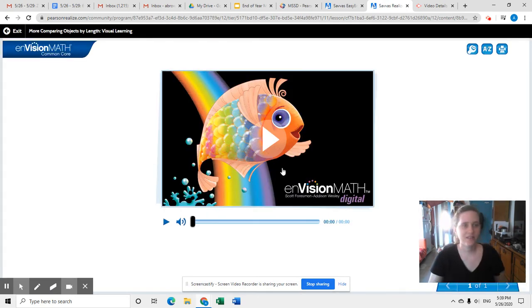Everyone, we are going to talk more about comparing objects by length. Remember, we're taking two objects like this pencil and this eraser, lining them up, and then we can say things about this. The pencil is longer than the eraser, or the eraser is shorter than the pencil. All right, that's a review from yesterday. Let's see what our video brings us today.